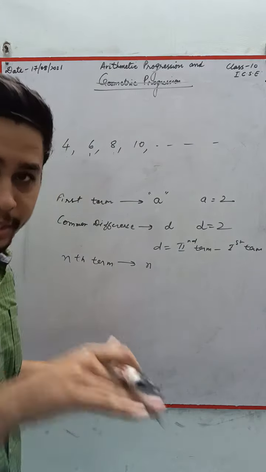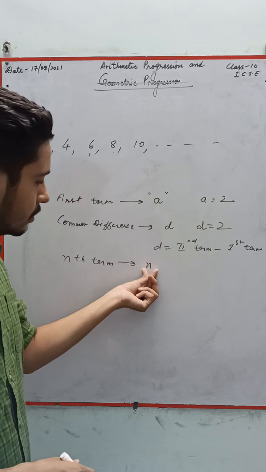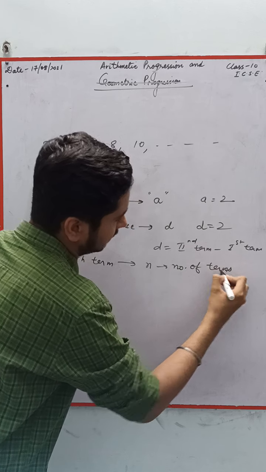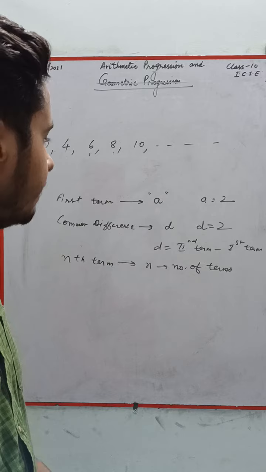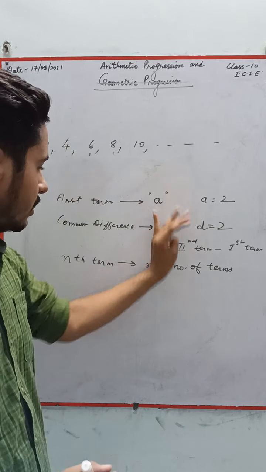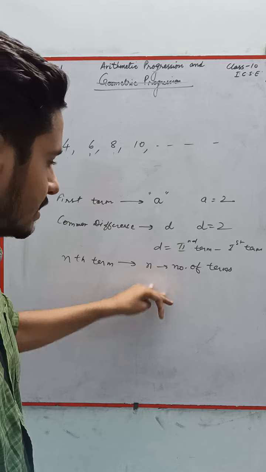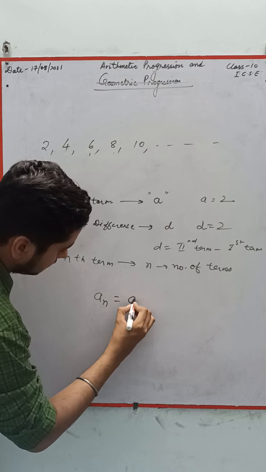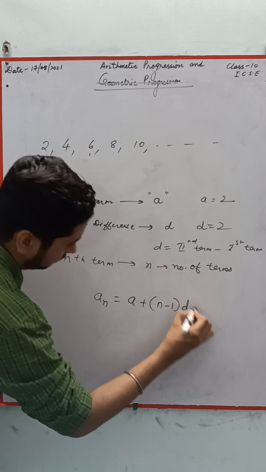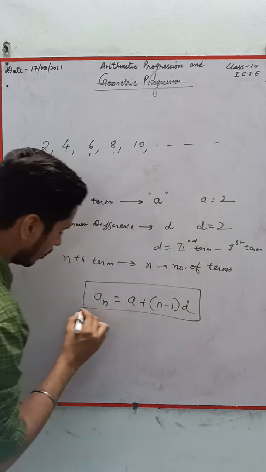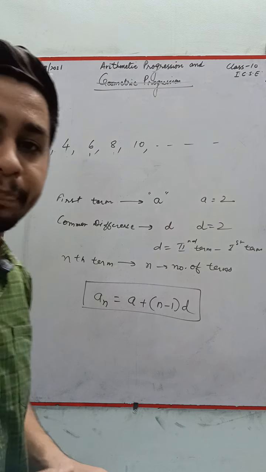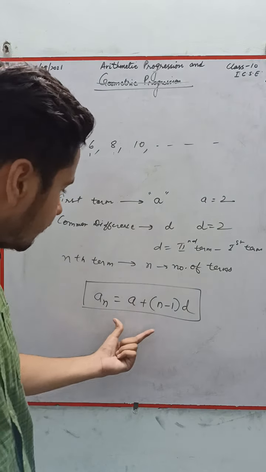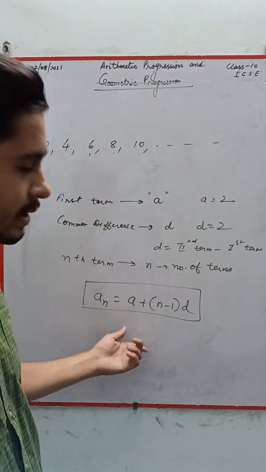Okay, so that is what in general we are saying: the nth term, which is denoted by n, which says the number of terms in it or the particular term in it. Okay, so keeping in mind these three parameters, let's understand one formula which says that an is equal to a plus n minus 1 into d. This is a very important formula which we will see in the chapter. And let me explain how this formula is generated and what is the use of it.